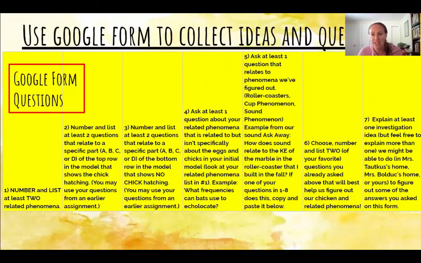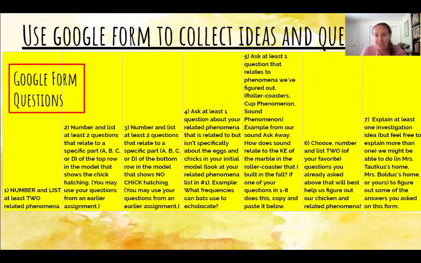Why isn't the chick hatching around that scenario? And I also reminded them that they've already asked questions several times in their other assignments, so they could go back if they wanted to. My next step for them was to ask one question about a related phenomenon that's related to the chicks, but isn't about the chicks. And we've done this in the classroom too many times. And then the fifth question was, what's a question that relates back to something we've already done?